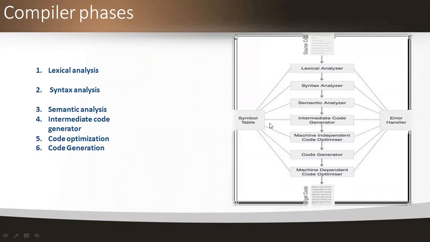Now see here, the 2 subphases are connected to each and every phase. Symbol table and error handler both are connected to each and every phase. What it means is, whatever we implemented in each and every phase should be stored in the symbol table. And what the error handler will do is handle the errors at each and every phase itself.